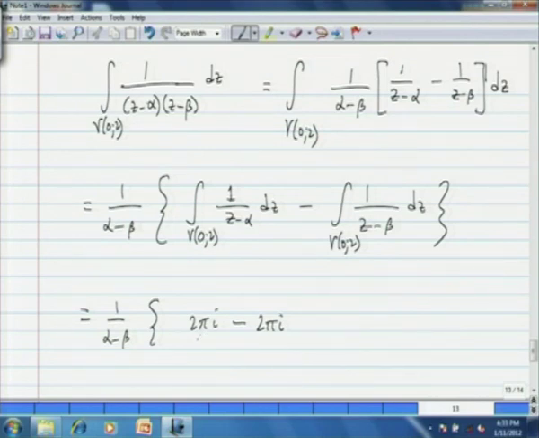So, using Cauchy's integral formula, this gives us 0. So, we can break the given integrand using partial fractions and then use Cauchy's integral formula to evaluate this problem. The viewer is encouraged to do more problems of this sort, of evaluation of integrals.